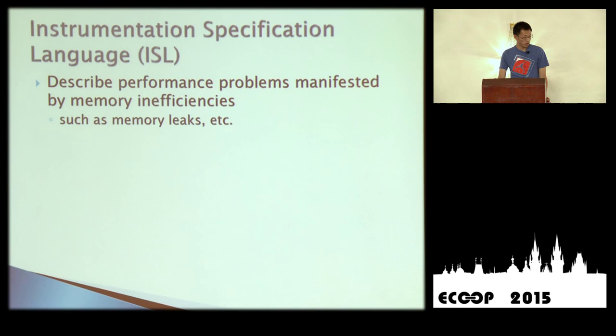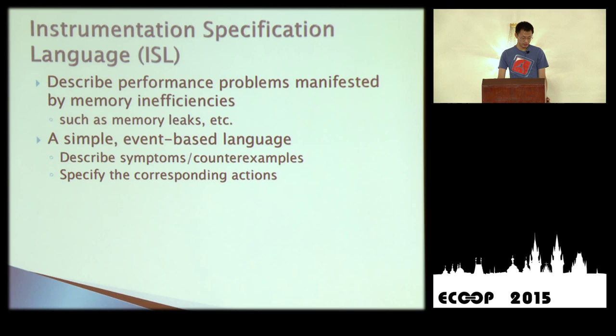For short, we call it ISL. Users can use it to describe many memory-related performance problems, such as memory leaks and so on. It is a very simple event-based, domain-specific language. And typically, in an ISL program, users need to specify the symptoms and the counterexamples of the performance problems, tell our system how to check the symptoms. And they also need to specify the corresponding actions when some important events happen.